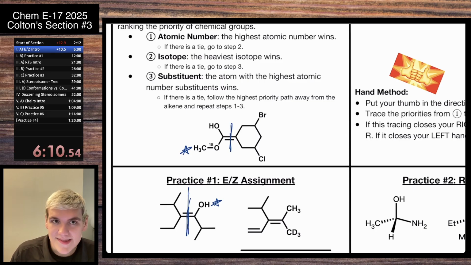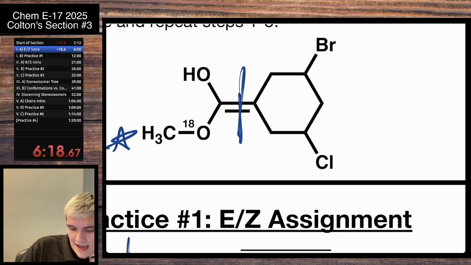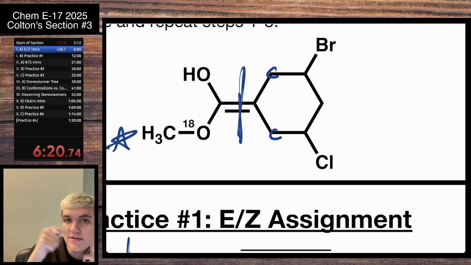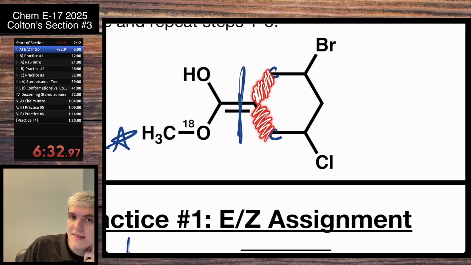And then the last thing is substituents. So the atom with the highest atomic number substituents wins. So let's look at this. If we look at the right side here, we have a carbon versus a carbon. And what we're going to do is list out the 3 things it's attached to as we go out from the double bond. So everything behind the carbon in question, think of as scorched earth. We are not going to touch that. We want to know what things are attached to this carbon as it branches outward.